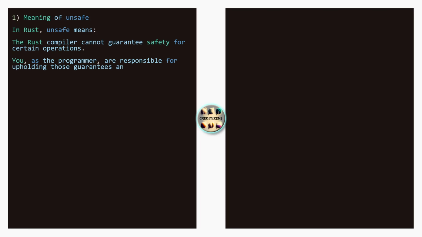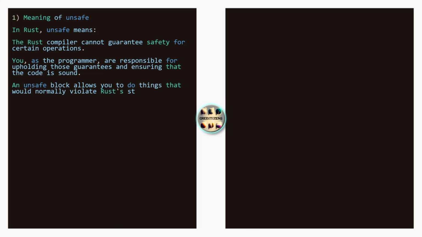So unsafe in Rust. So what's that? Why do we need unsafe stuff? I know Rust, I like Rust because it's safe actually. So meaning of unsafe. In Rust, unsafe means the Rust compiler cannot guarantee safety for certain operations. So you as a programmer are responsible for upholding those guarantees and ensuring that the code is sound. So this is an advanced way of using it.